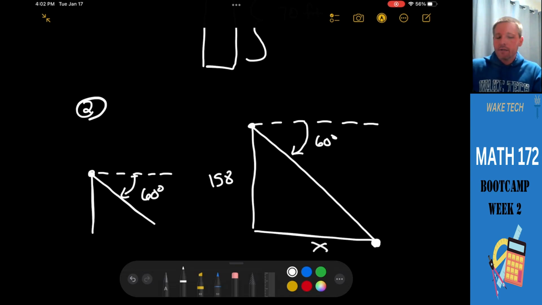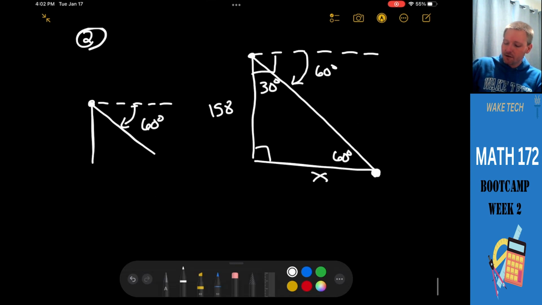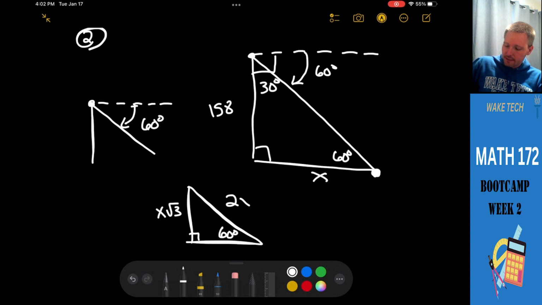To answer the question, we're going to use a 30-60-90 triangle. This top angle is 30 degrees, because 30 and 60 make 90. The bottom angle is 90, so the right angle over here is 60 degrees. So this is a 30-60-90 triangle. Across from 60 degrees, we've got 158. Think back to the rule we drew earlier. Across from 60 degrees, we have x times the square root of 3. Across from 90 degrees is 2x. And across from 30 degrees is x.